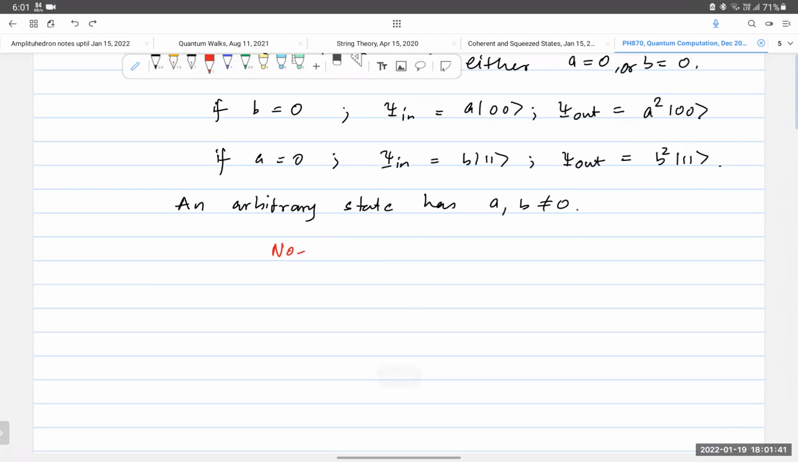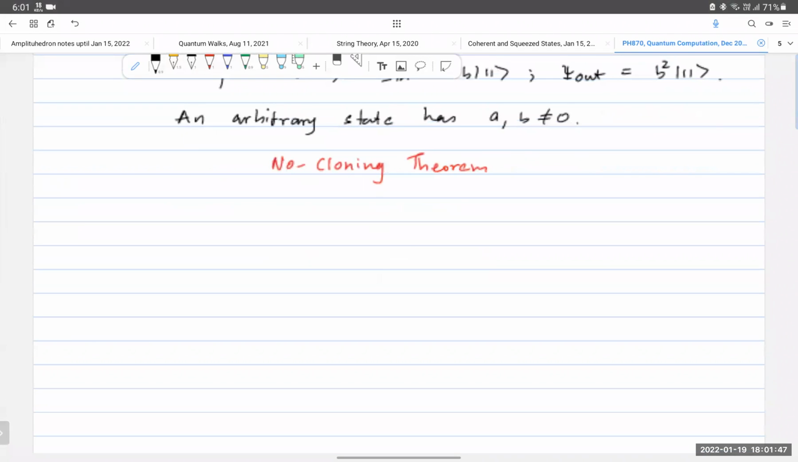And the reason I'm covering this proof is, first of all, because it's pretty straightforward. And secondly, because it shows a very essential aspect of quantum mechanics, which is that quantum information is non-fungible.